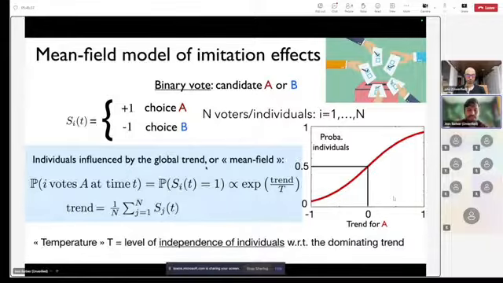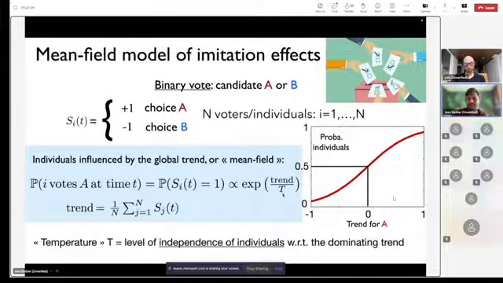The way we're going to model these votes is the following. Every individual will be influenced by what we call a mean field, and therefore the connection with mean field spin models, of course. The probability that at a given time, so it's a sequential dynamics, the voter i votes for the candidate A at time t, which in this language is the probability that s_i equals 1, will be proportional to the exponential of the trend divided by a temperature. So what is the trend? The trend is just the average vote at time t.